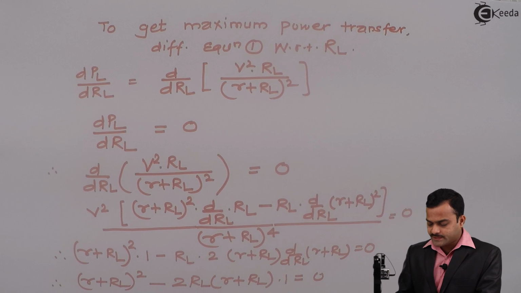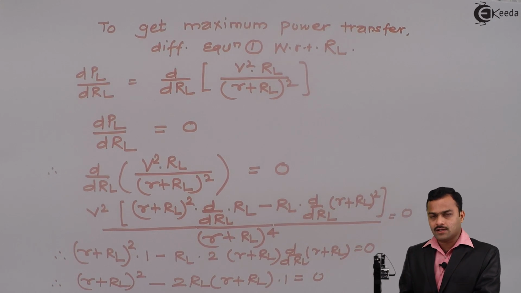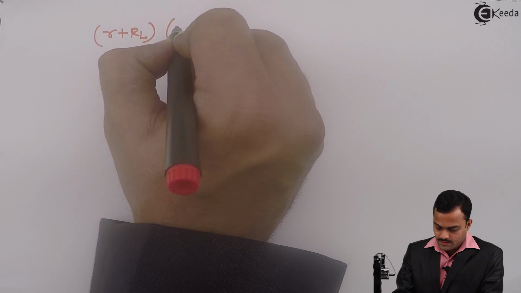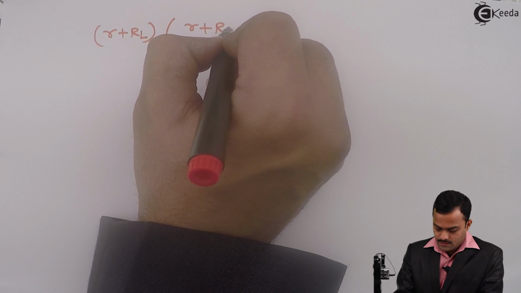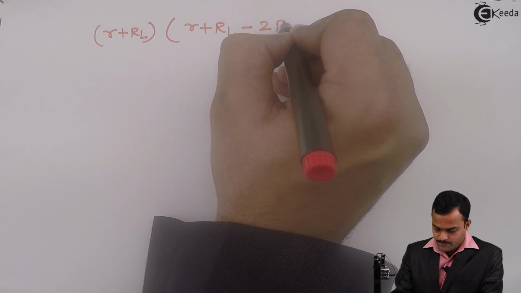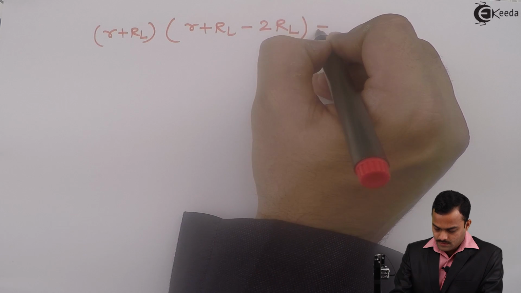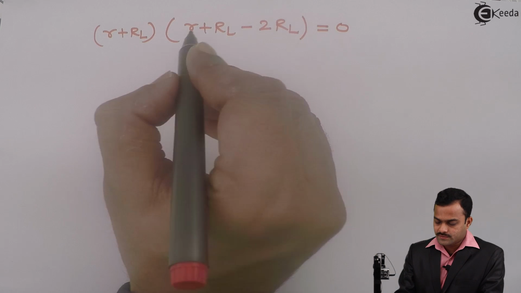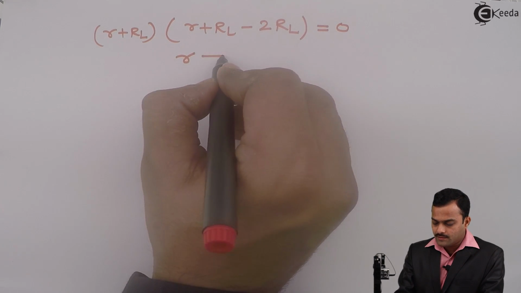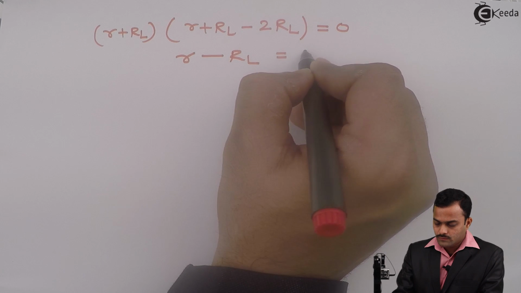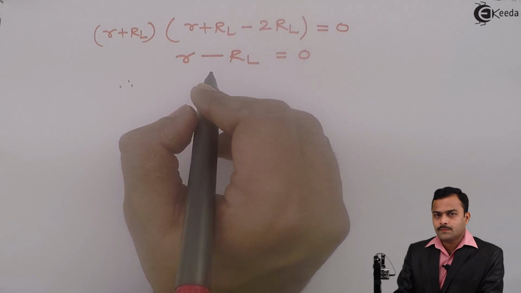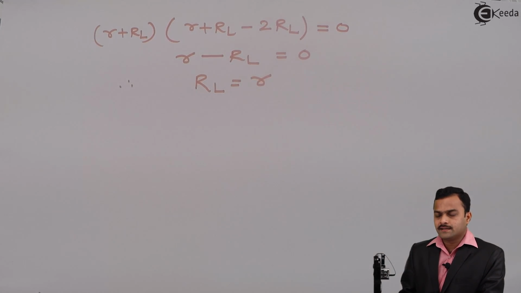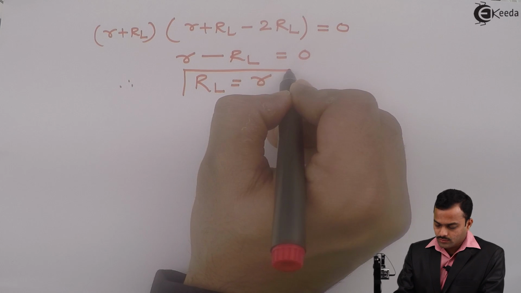So, from this expression I can take (R + RL) common. I will get (R + RL) minus 2 times RL equal to 0. Again I will take this to the other side, and finally I will get R minus RL equal to 0, which ultimately implies the load resistance should be equal to the internal resistance of the battery, or you can say voltage source.